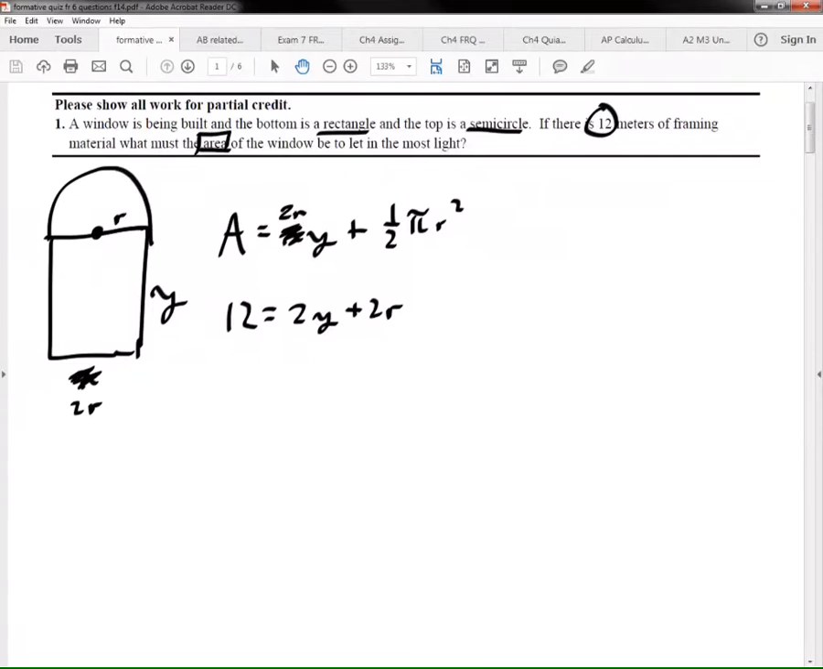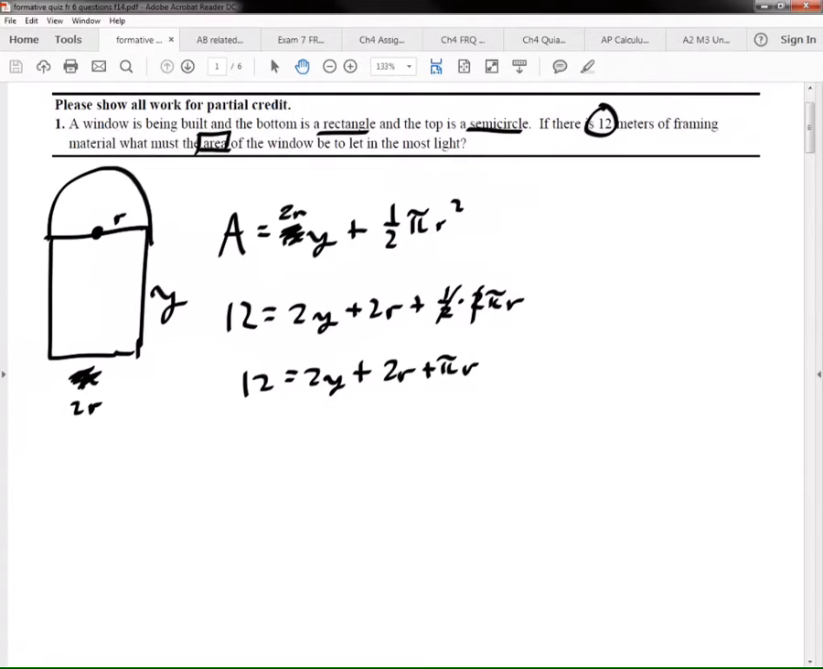Well, how do you find the perimeter of a circle? Yeah, 2 pi r. That's pi times diameter, or 2 r's times pi. That's the circumference, but it's just half of it, right? It's not the whole circumference, just half the circumference. So we have 1/2 times 2 pi r, because our radius is just r. Oh, cool. And that 2 and the 1/2 cancel out, so we get a little simpler looking problem. So we have 12 equals 2y plus 2r plus pi r.